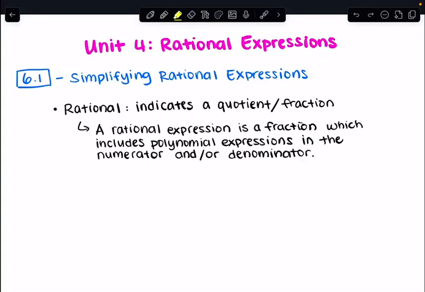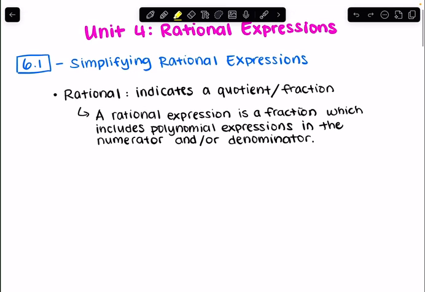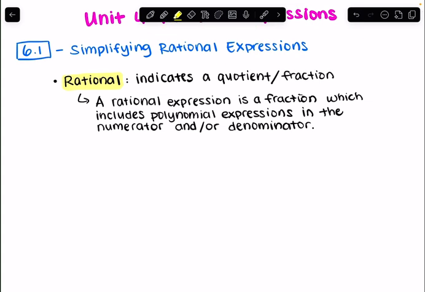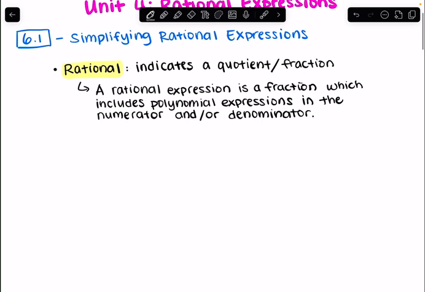Okay, so for Unit 4, Unit 4 covers rational expressions. We're going to go ahead and cover the first section of this unit, 6.1, which is about simplifying rational expressions. So anytime you hear me say rational, the easiest and simplest way to put what a rational expression is, I just want you to think of a fraction. So a rational expression is a fraction which includes polynomial expressions in the numerator and/or the denominator, okay?